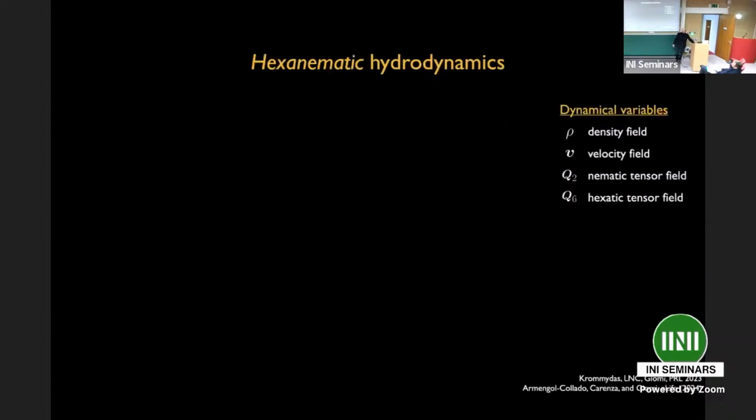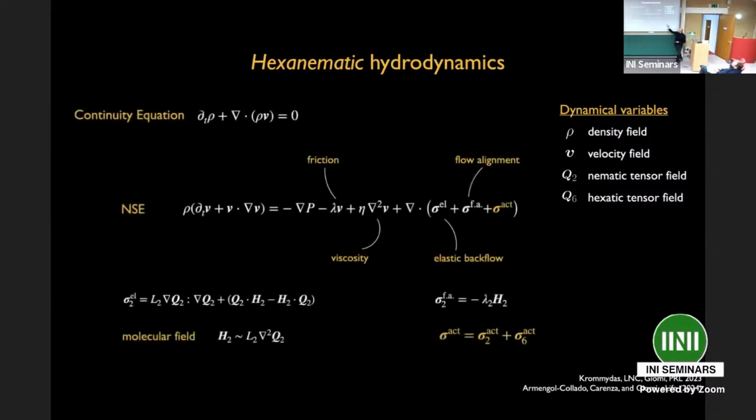So the idea was to look at how we can build hexanematic hydrodynamics. The main ingredients are going to be cellular density and velocity field, and I need to describe nematic and hexatic symmetry, and then incompressibility as a constraint. So I just want to retain these 4 elements. The good thing is that your equations come relatively for free. One is the continuity equation for the density, the other one is the Navier-Stokes equation.